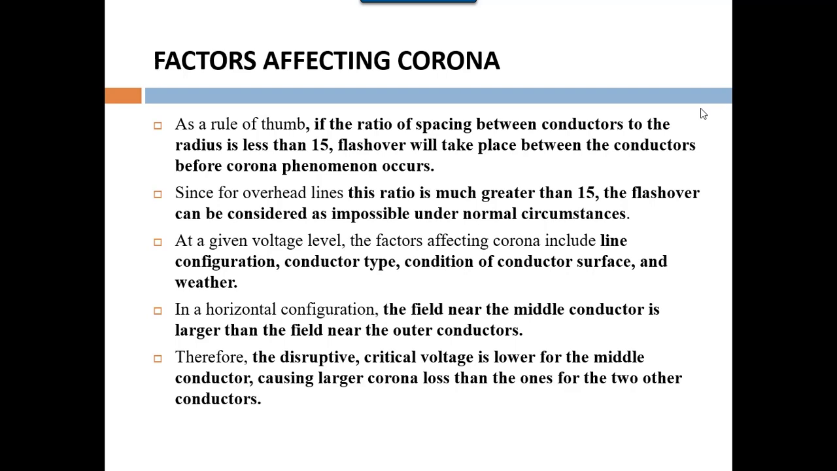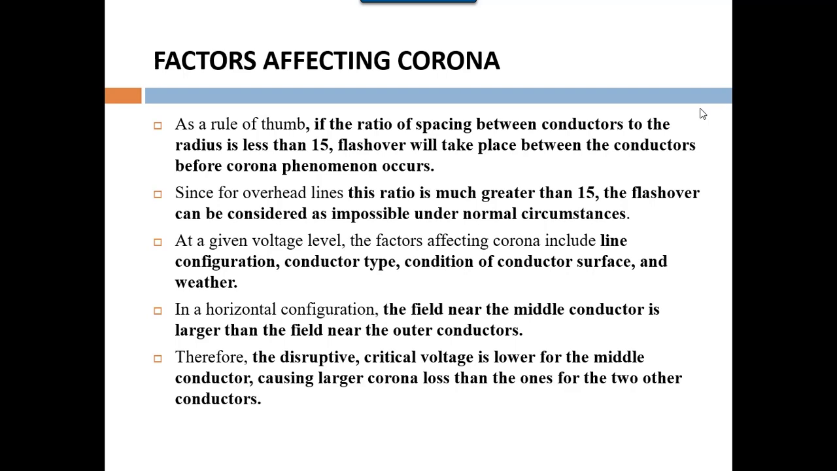So as a thumb rule, if the ratio of the spacing between the conductors to the radius is less than 15, so the spacing between the conductors and the radius of the conductor is less than 15, then it is confirmed that corona may occur. So ideally, or in practice, we do not reduce the spacing between the conductors, and it is always greater than 15. So this is not possible, and when we design a transmission line, we always keep this factor in mind.